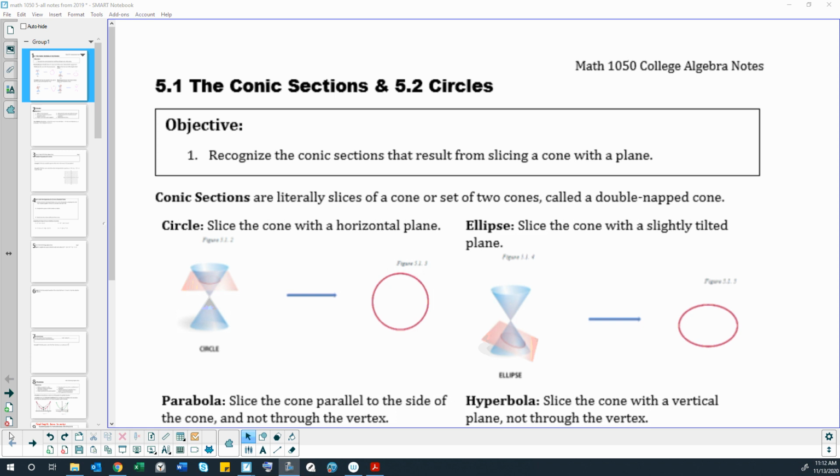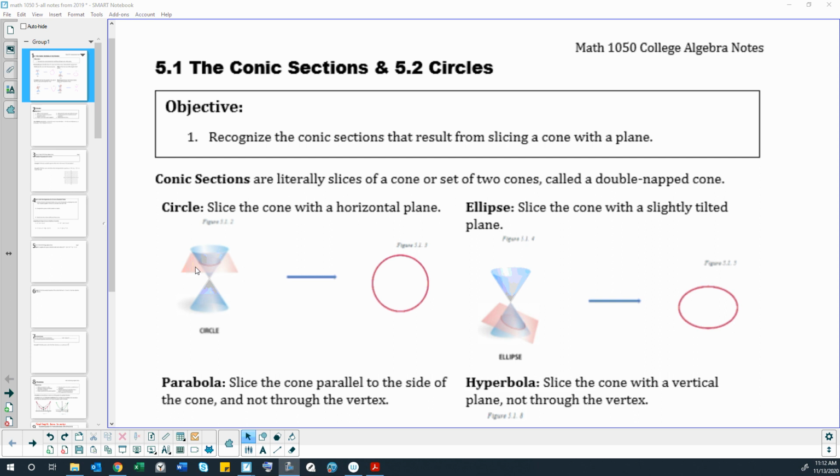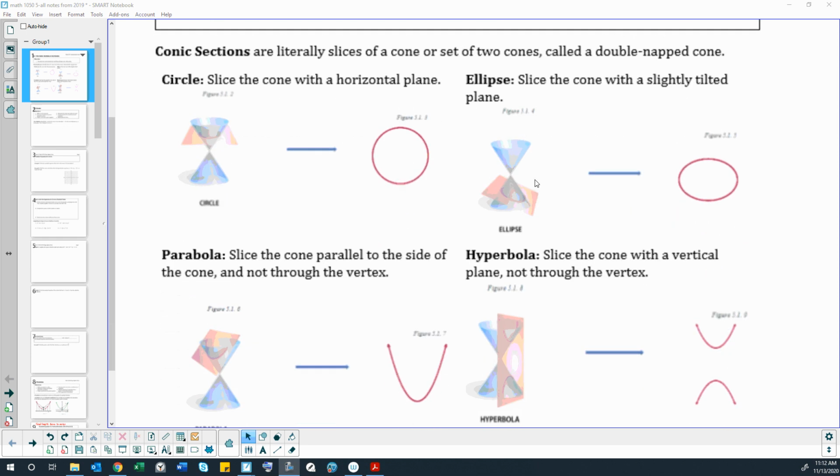So you can see some illustrations here with a double napped cone and a plane that's intersecting one of the cones straight across. When that happens, with a horizontal plane, we get a circle. If we tilt our plane a little bit so that it's not horizontal, we get what we call an ellipse. Ellipses and circles are very closely related, which you'll learn in sections 5.2 and 5.4 in this chapter.